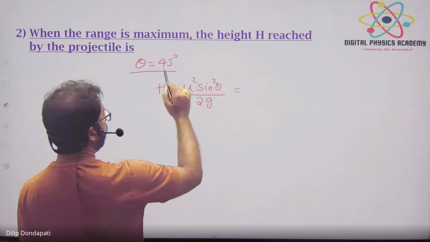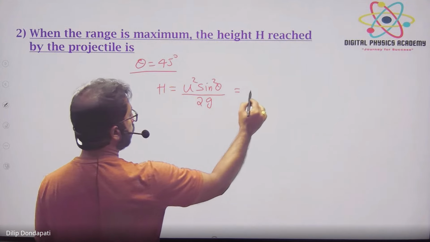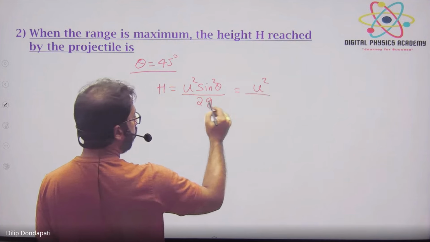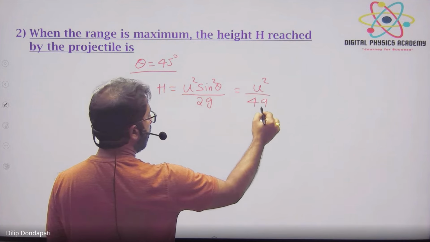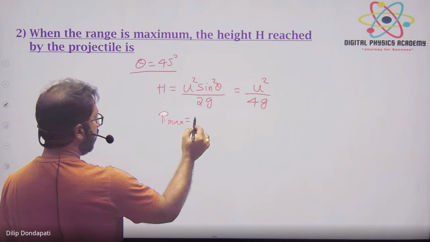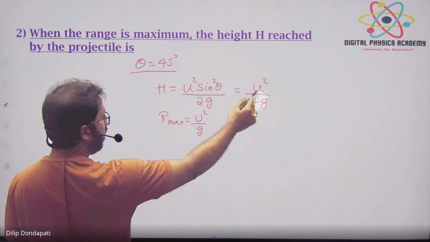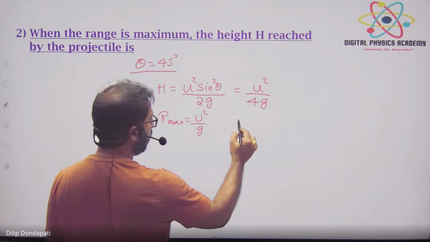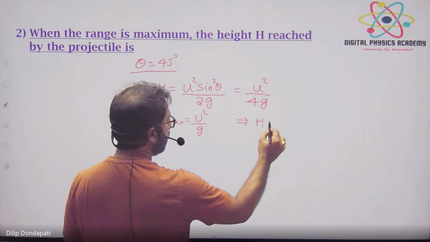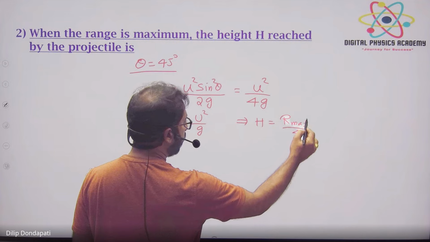Sin 45 is 1 by root 2. 1 by root 2 whole square is 1 by 2. So H is U square by 4g. And the maximum range formula is U square by g. Now, in place of U square by g, put R max. So therefore H is R max by 4.